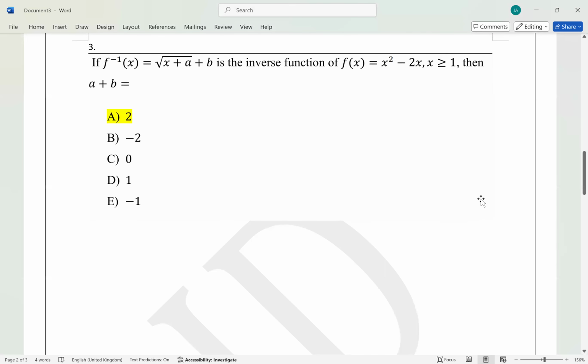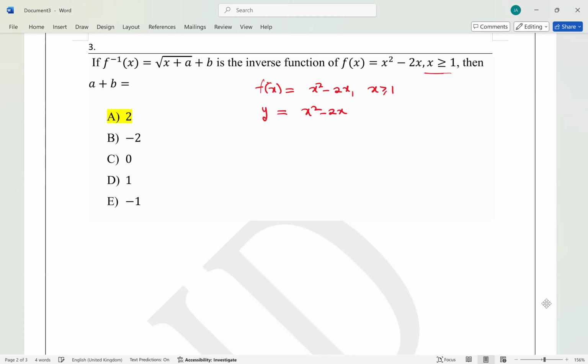So looking at this question, we want to find f inverse. So what is f in this case? F of x is also given to be x squared minus 2x, where x is greater than or equal to 1. So let's work with f of x. F of x is x squared minus 2x, where x is greater than or equal to 1. So we call this y equals x squared minus 2x.